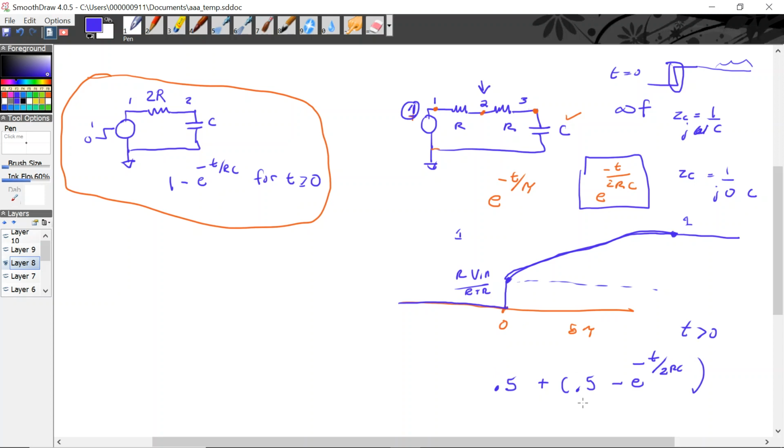Nope, that's not quite right, because that will be 1. No, wait, at time equals 0, I want this to be 0. So this would go to e to the 0, which is 1. 0.5 minus 0.5 would be 0. I'd be left with the 0.5.